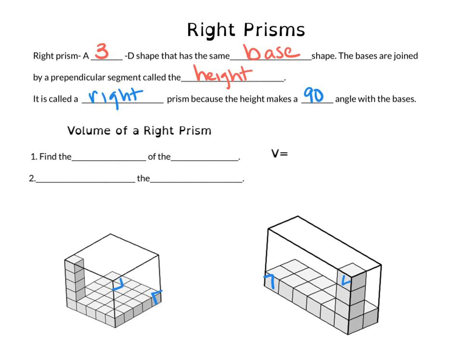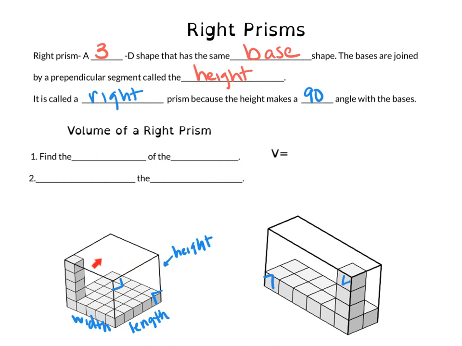And from this, we can find the volume of these prisms. And it's very simple to find. And we're going to explore this by looking at this shape right here. And you notice here, we have 3D, or three dimensions. We have the length, the width, and the height. And we want to find the volume.